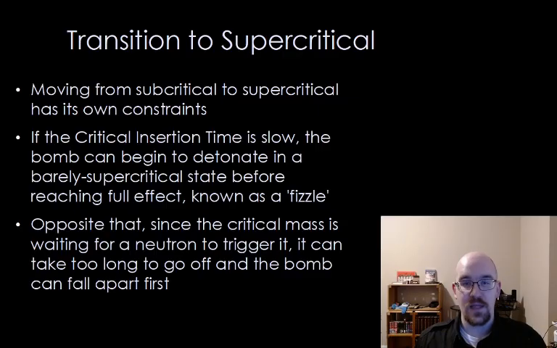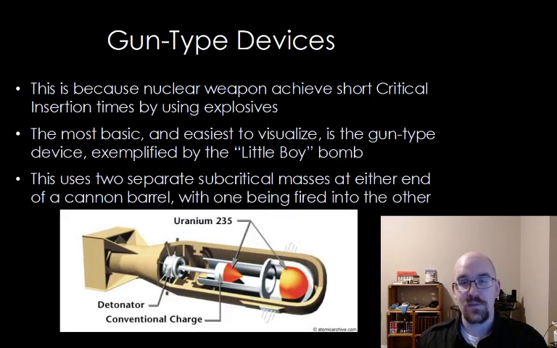On the opposite side, since this critical mass is waiting for a neutron to trigger it, it can take too long to go off while waiting for a random neutron, and the bomb can fall apart before it starts to go off. This is because nuclear weapons achieve the short critical insertion times by using explosives.